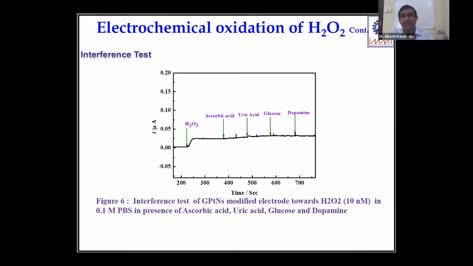We checked the amperometric test by adding hydrogen peroxide, and we observed an increase in the current. But in that same experiment, we added ascorbic acid, uric acid, glucose, and dopamine. We observed that there was no increase in the current. That means they are not interfering at that potential.